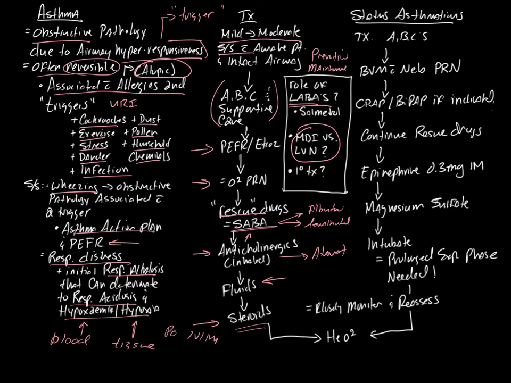Learning new stuff. Okay. Let's talk about status asthmaticus. What is status asthmaticus? Yeah, so it is a sustained severe asthma attack that does not respond to rescue therapy. Okay? So this is a critical emergency. This is a critically ill patient. So what do we need to do?